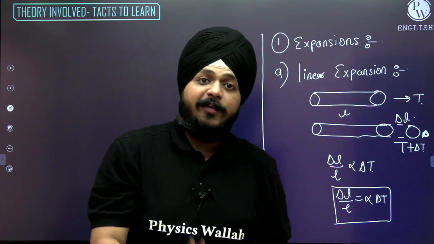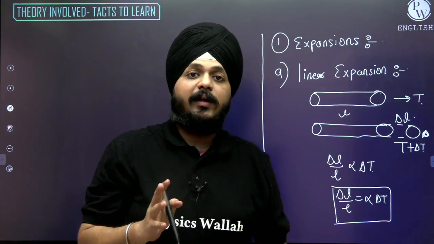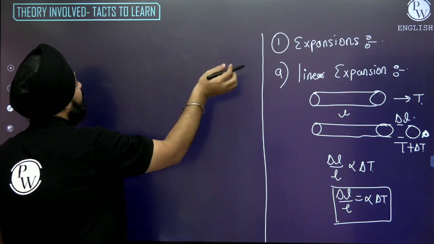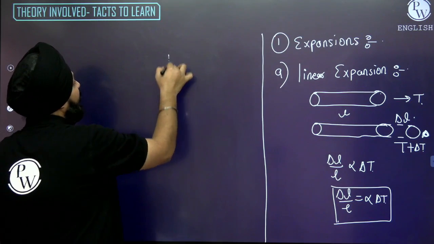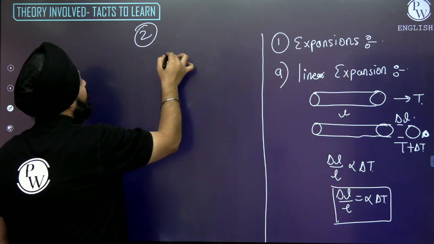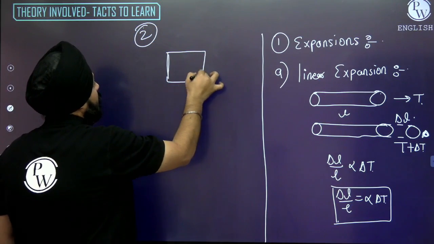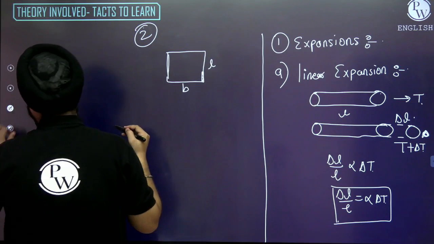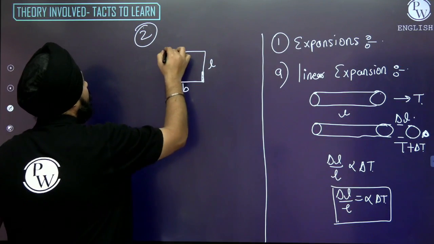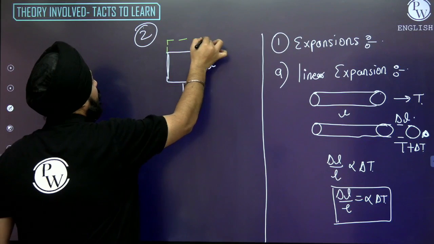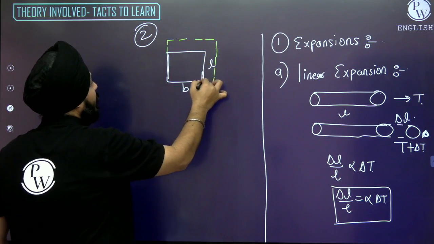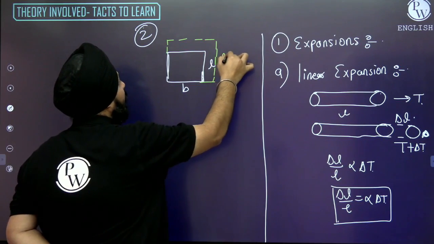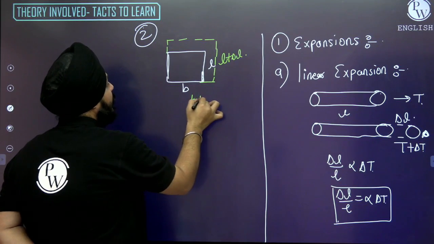Now, similarly, if I'm talking about a 2D object, then we have the coefficient of area expansion. For that, let us take an example. Second topic, area expansion. Suppose this has length L and breadth B. Now suppose this is increasing with respect to temperature. Now the entire thing becomes L plus delta L and B plus delta B.